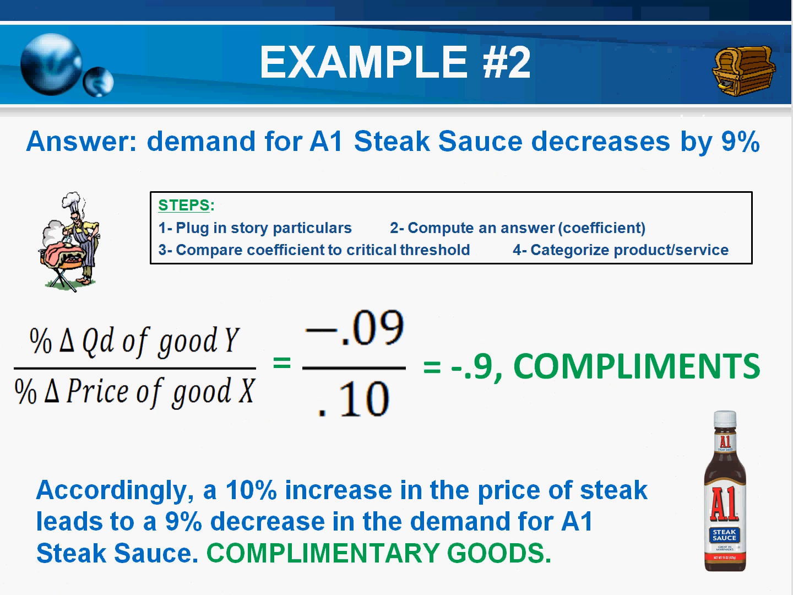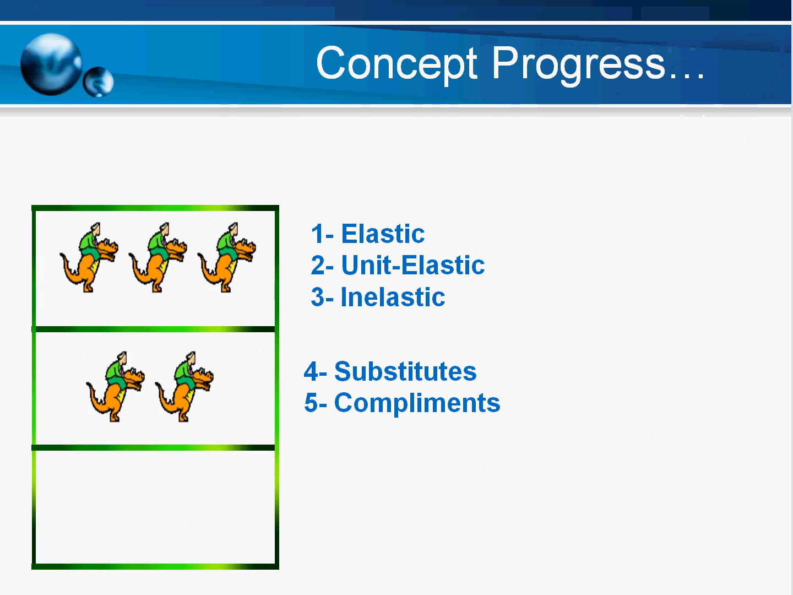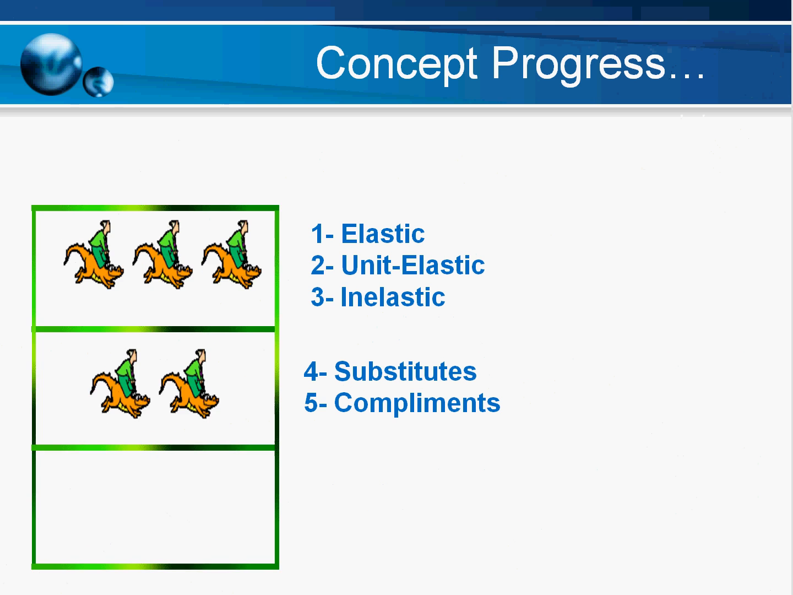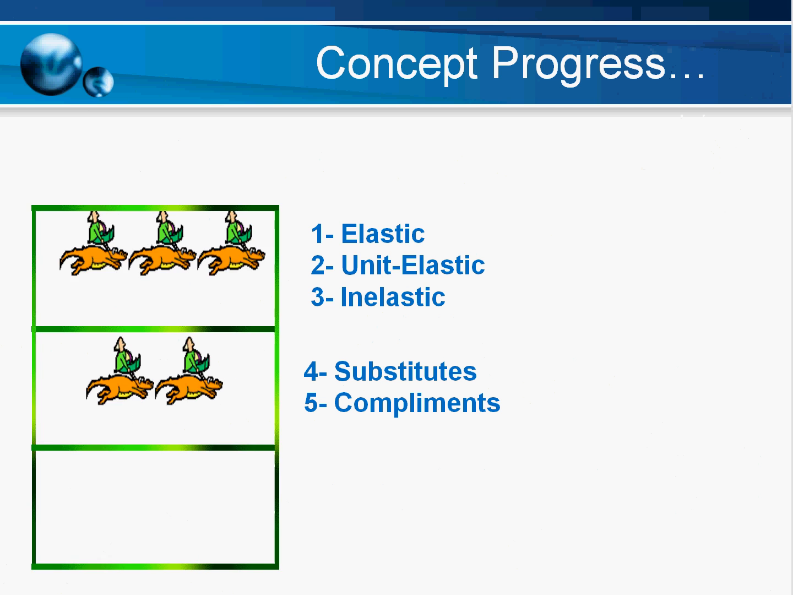Another example might be hot dogs and hot dog buns. If you go to buy a hot dog and you find the price of hot dogs goes up, not only are you less likely to buy hot dogs, but you're also going to find that your demand for hot dog buns falls as well, meaning that these goods go together. That's what a complement good is. Now we've captured 2 more of our ice crocodiles for substitutes and complements.